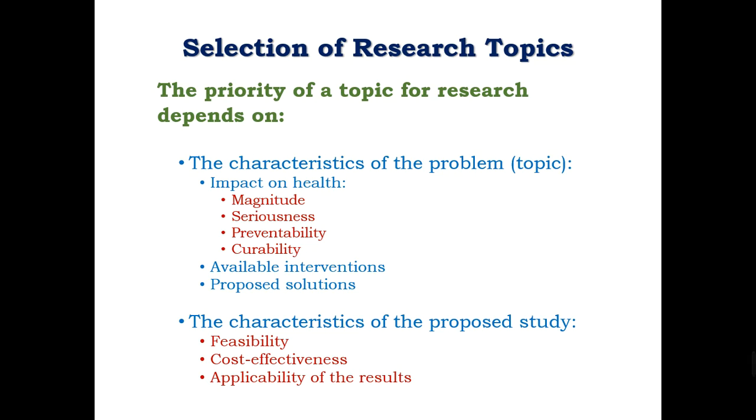And coming to the selection of research topics, the priority of the topic for research depends on the characteristics of the problem. That means the impact on health, available interventions, the proposed solutions, and everything we can think of. Especially the impact on health means the magnitude and seriousness, preventability and curability. All these facts can be focused on in terms of impact on health.